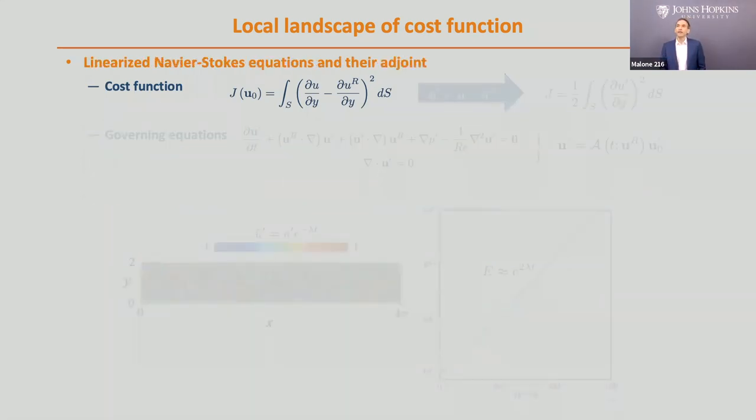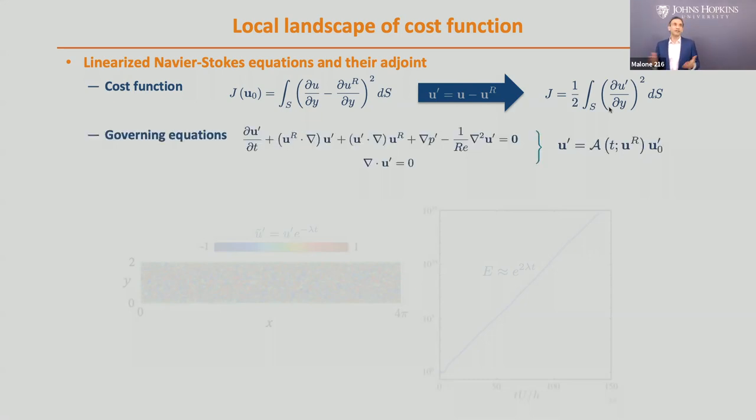So since we are very close or at the optimal initial condition, I can introduce this u prime, which is a perturbation to the truth. So the difference between my predicted flow field and the true flow field will be u prime, and I can rewrite my cost function in terms of u prime. But because we are at the optimal, I can linearize the equation around the optimal, the true flow U_R. So this here is the evolution equation for u prime, a perturbation from the true initial condition.